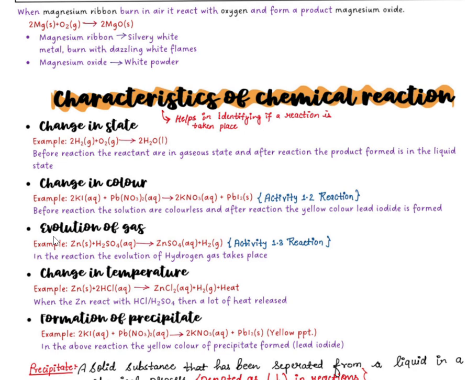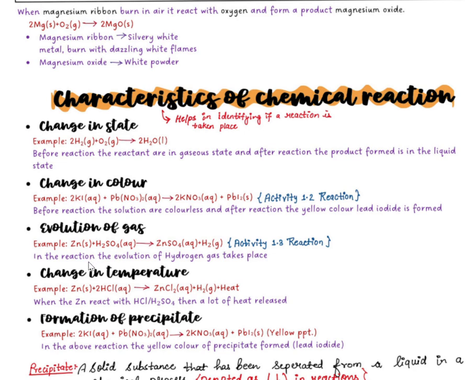Another characteristic is evolution of gas. For example, when zinc metal reacts with sulfuric acid, it forms zinc sulfate and hydrogen gas is evolved. In this reaction, the evolution of hydrogen gas takes place.